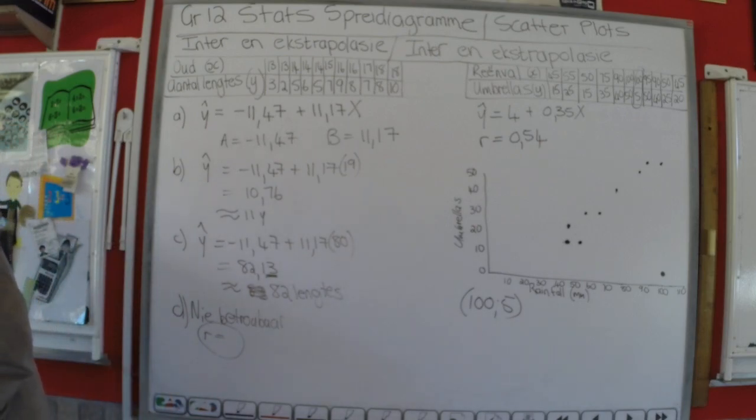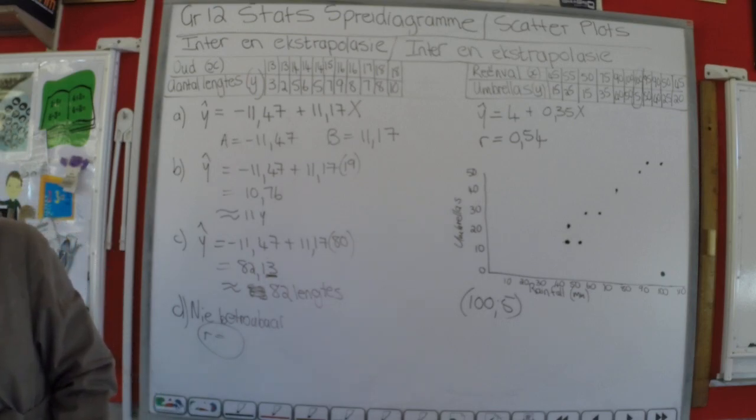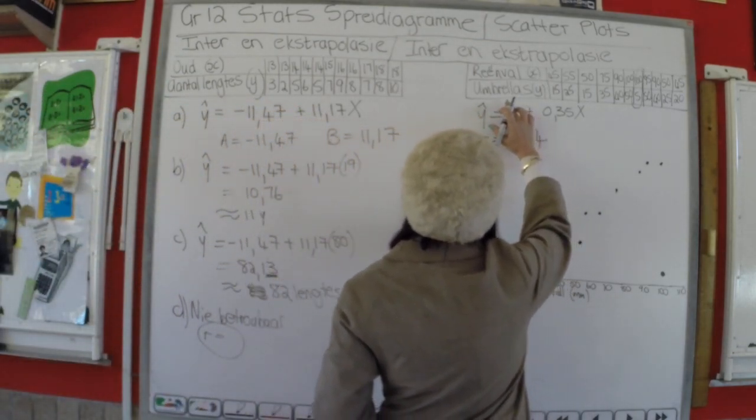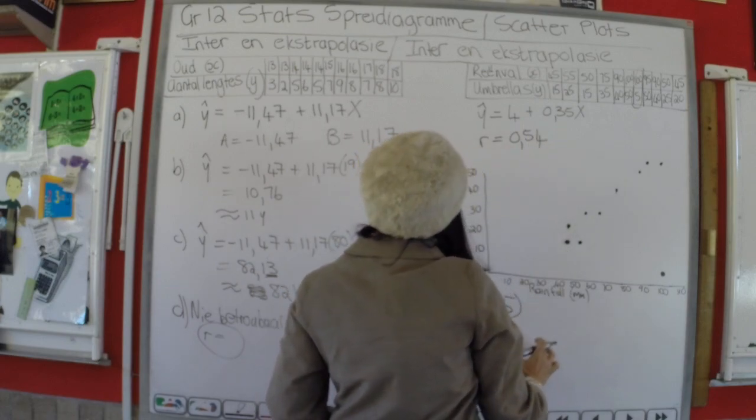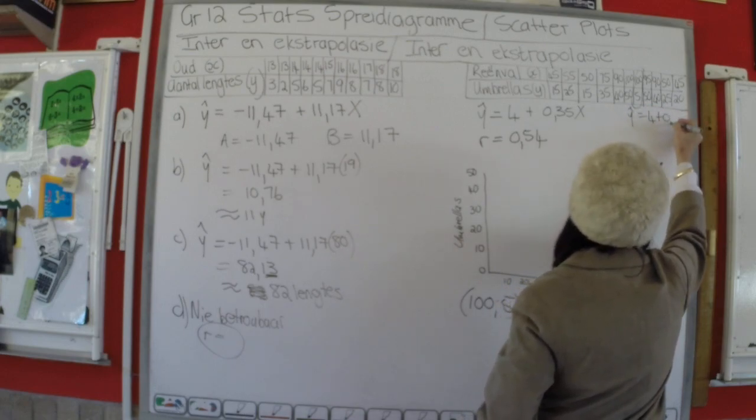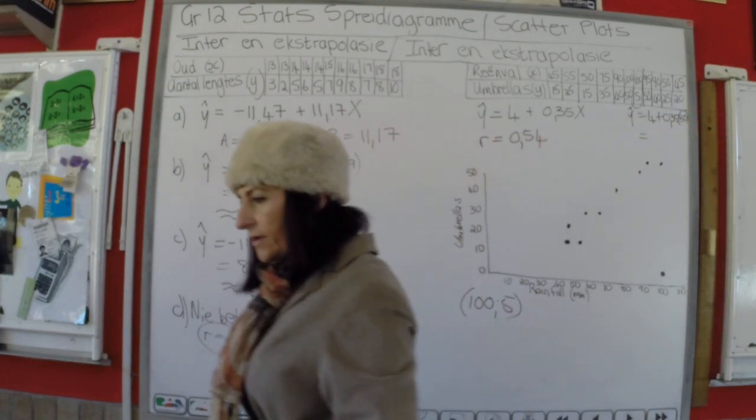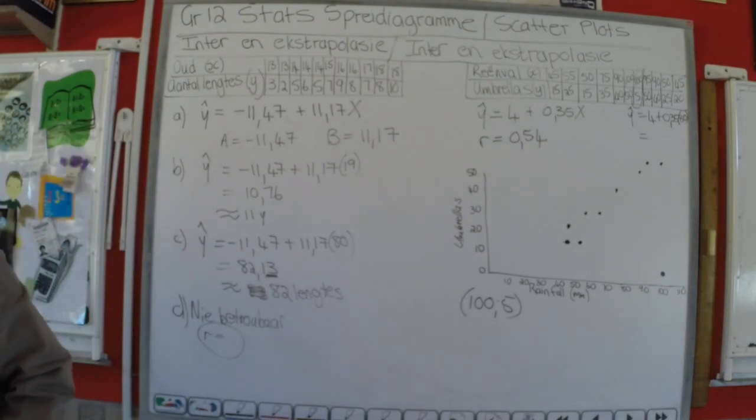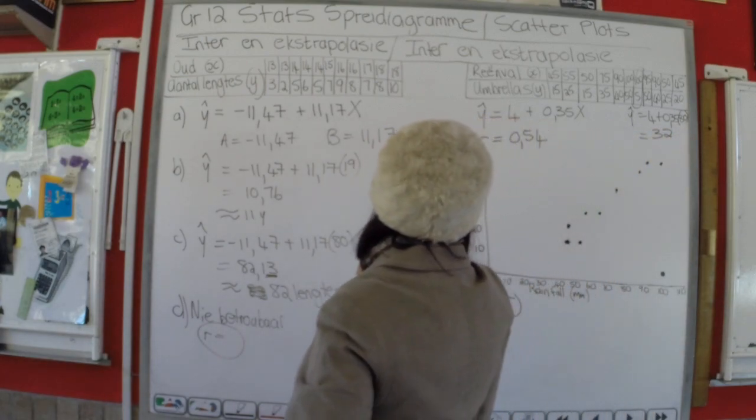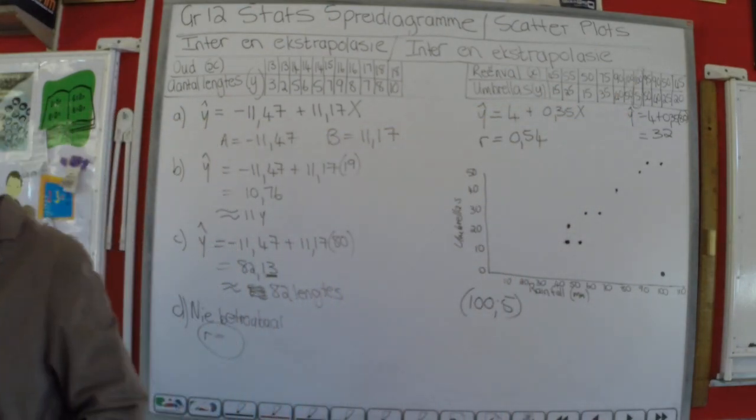80 millimeters rain noted. So hulle wil weet hoeveel sambreelverkope was daar as ons 80 mm reën kry. Nou hierdie X is ons reën, so ons gaan 80 mm reën daarin vervang. 4 plus 0.35 times 80. Let's check the umbrella sales. Hoeveel sambrele sal ons dan verkoop? En ons sien dat dit 32 is. 32 umbrella sales. Okay, 80, dit is interpolasie, want dit is binne in ons grense.